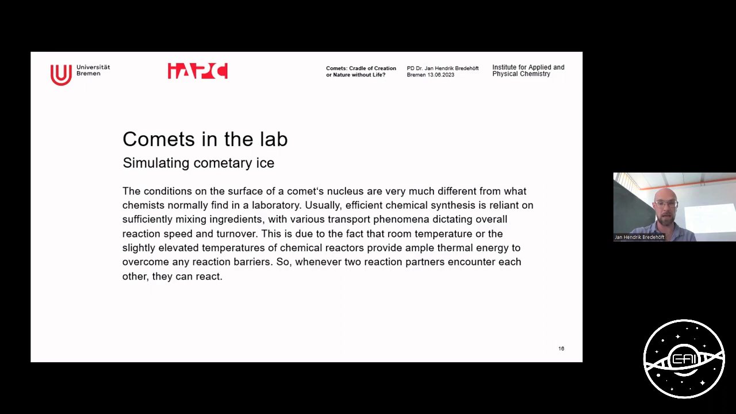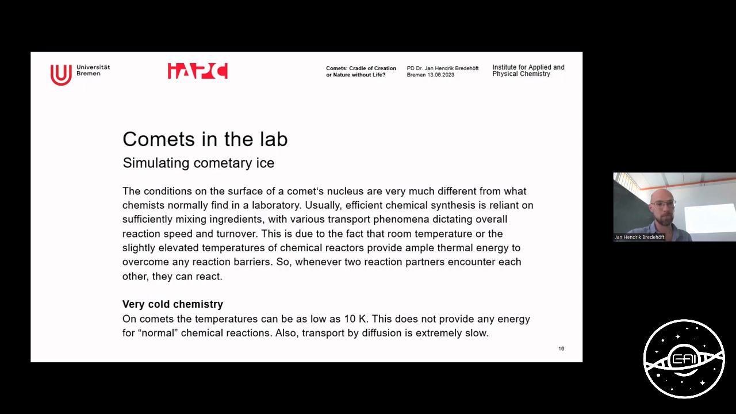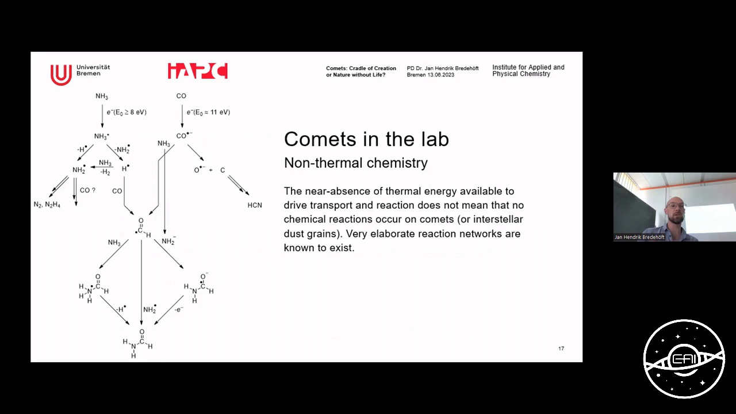This is very, very much not the case on comets. As I said, on comets, temperature can still be as low as 10 Kelvin or so, which means there is not enough energy for overcoming normal reaction barriers. And also the transport processes that actually govern how well two reaction partners will encounter each other are extremely slow. But the near absence of any thermal energy does not mean that there are no chemical reactions on the comet or on interstellar dust grains. There are some very elaborate reaction networks that are known to exist. The one I've given here I took from a master's thesis of one of my students, where he looked at mixtures of ammonia and CO and what they can do. This is a very, very simple system, and still there's a lot of complexity going on already.